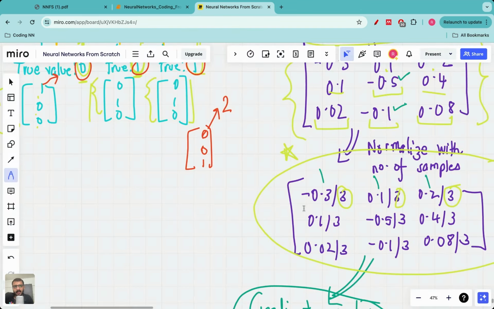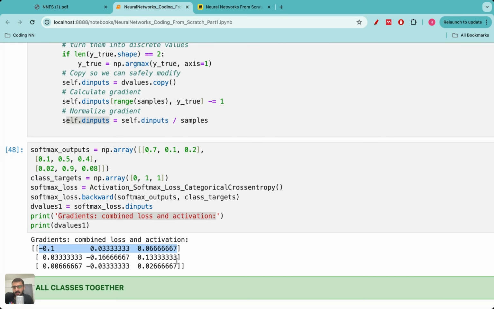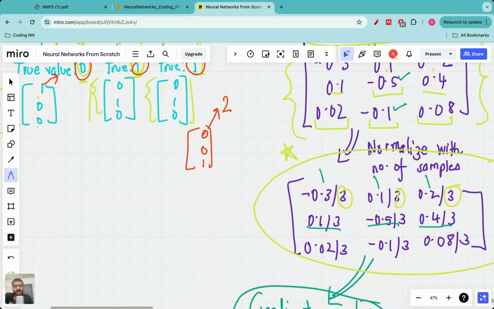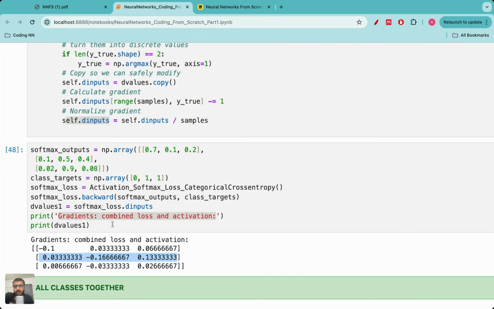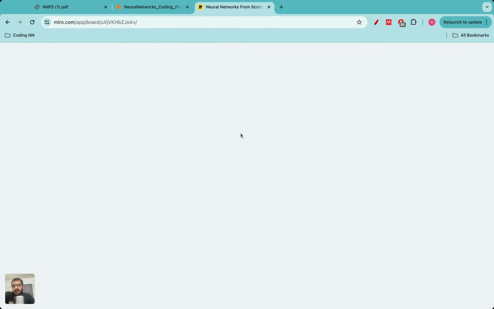If you look at the second row, the answer is 0.033, minus 0.167, and 0.133. It's exactly what we had obtained in our whiteboard calculation. And if we look at the third row, the answer is 0.0066, minus 0.033, and 0.0266. Let's compare it with the third row over here, which is 0.0066, minus 0.033, and 0.0266, exactly what we had obtained on the whiteboard. So our answer from the code and our answer from the whiteboard approach are exactly the same.